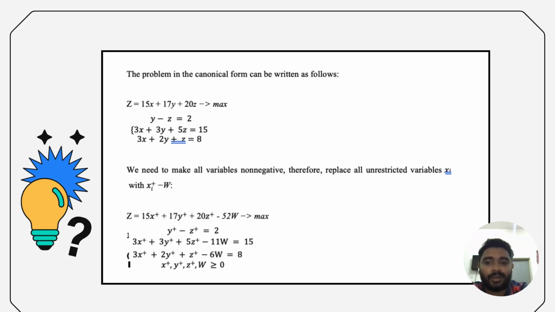z equals 15x plus 17y plus 20z, y minus z equals 2. Then we have the equation 3x plus 3y plus 5z equals 15, and 3x plus 2y plus z equals 8. Now we need to make all variables non-negative. Therefore, replace all the unrestricted variables xi with x plus and x minus. This will be the equation that we get below.